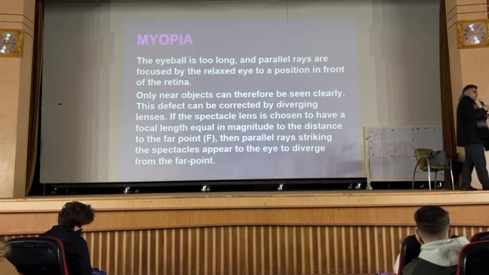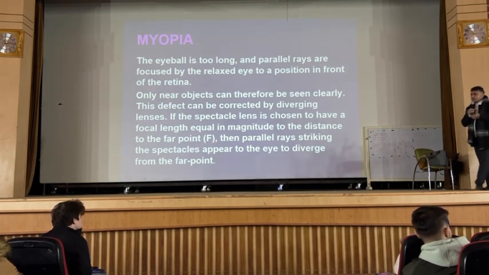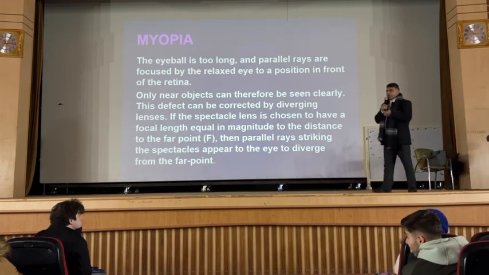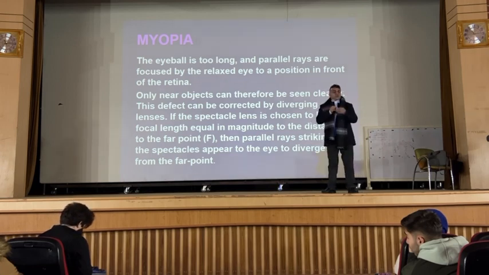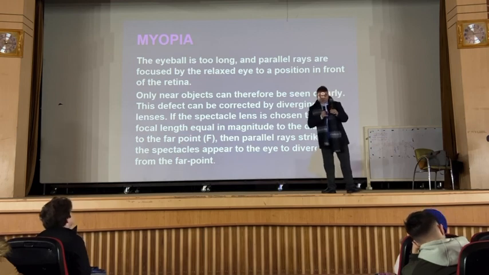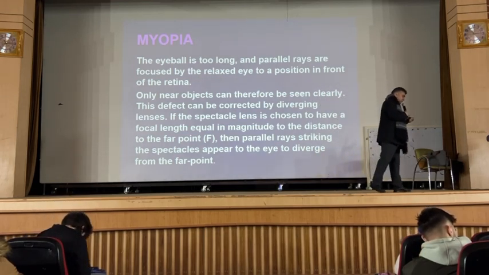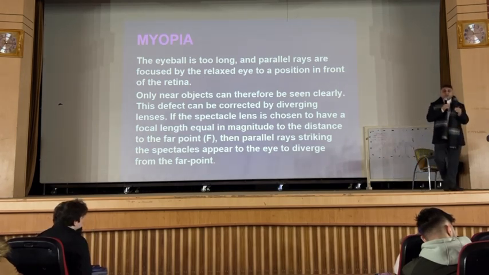What about astigmatism? What is astigmatism? Okay, so what does it mean? The corneal curvature is not equal. It's not spherical. When we look at the horizontal axis, the horizontal curvature is not equal to the vertical curvature.